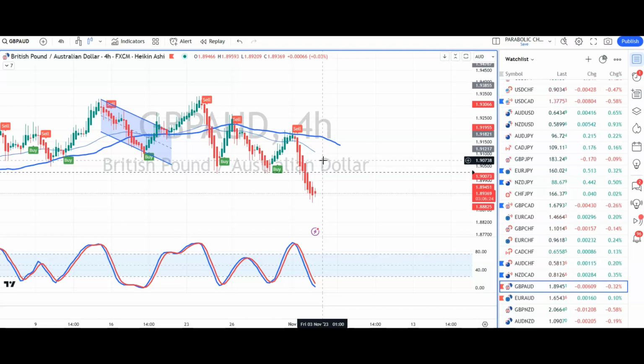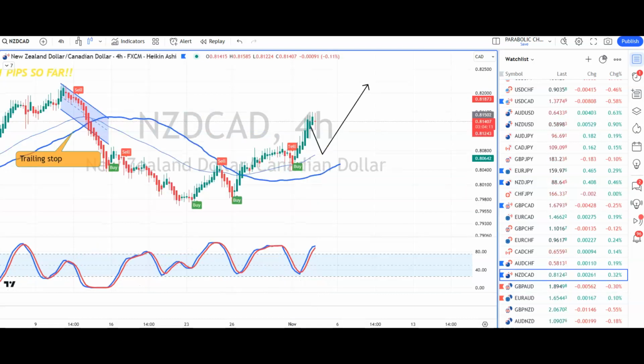So here's the pound Aussie. Again, do not sell here. Wait for the pullback and then sell here. Once more, the New Zealand Canadian is parabolic to the upside in an uptrend. So wait for the price to pull back down to somewhere like this. It might not pull back down that far, but retest the 50-day moving average. Do not buy here. Please don't buy here. Wait for the pullback and then your target is look left.